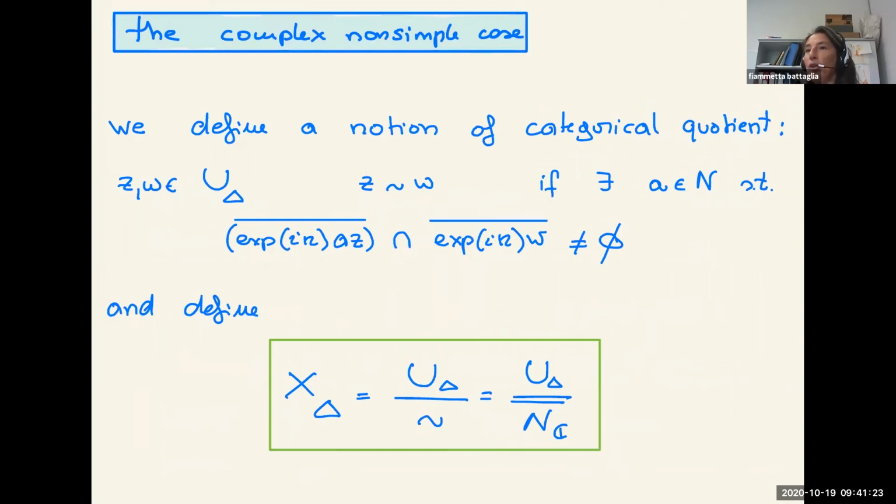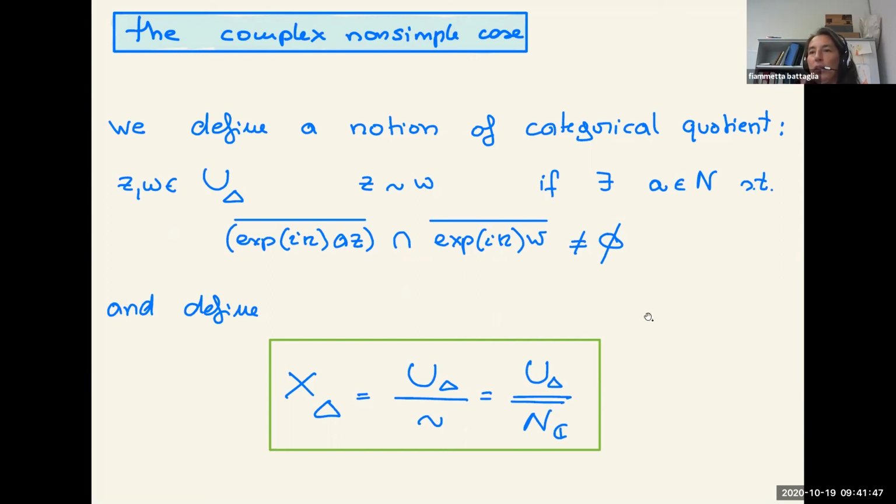With these elements, we are able to give a notion of categorical quotient in this setting that allows us to construct X delta, the corresponding space to a non-simple, non-rational polytope, as a quotient, as a complex quotient in this sense. So we don't take the orbit space, but we quotient by this equivalence relation.